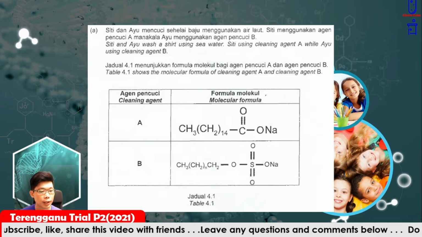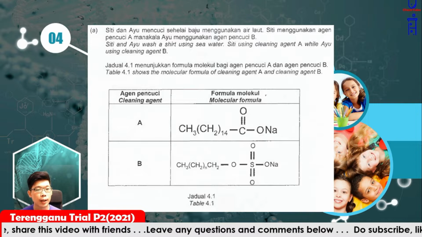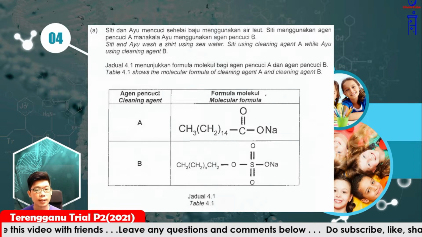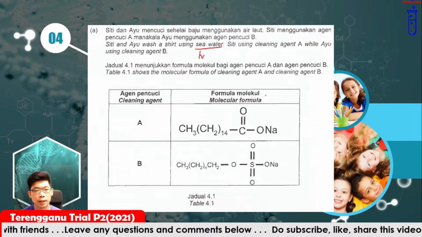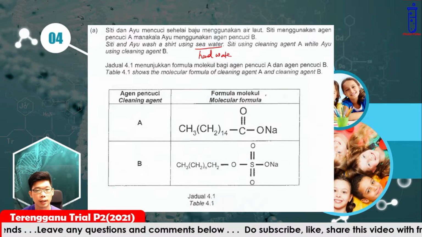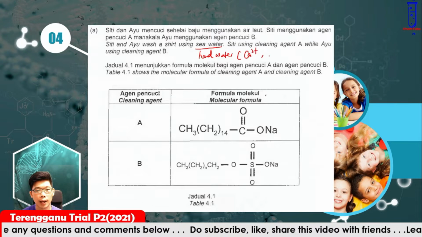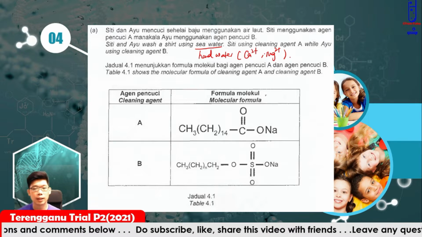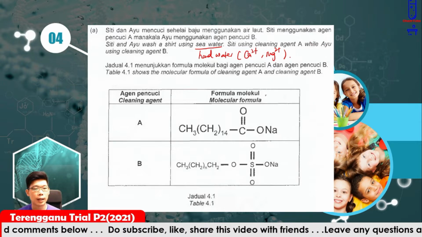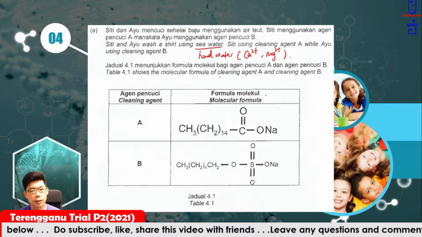Now question number 4. City and IU wash a shirt using seawater. Here you should know that seawater is hard water. Hard water contains calcium ions and magnesium ions. City uses cleaning agent A while IU uses cleaning agent B. The table shows their molecular formulas.